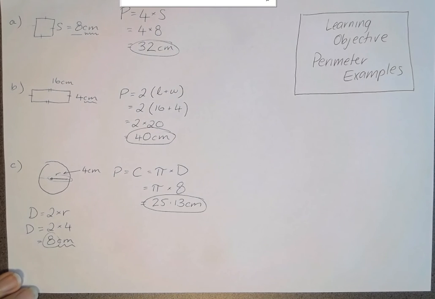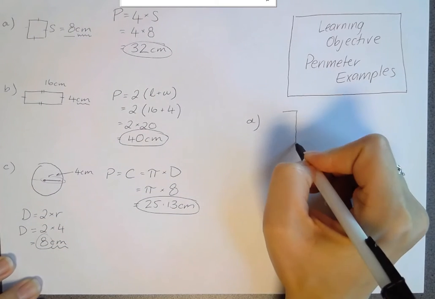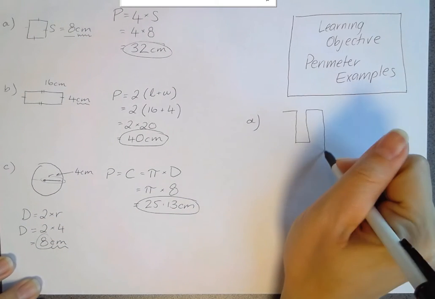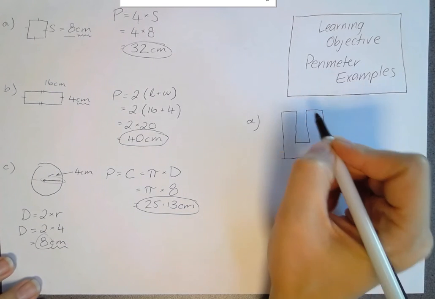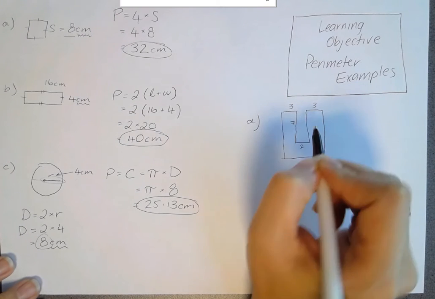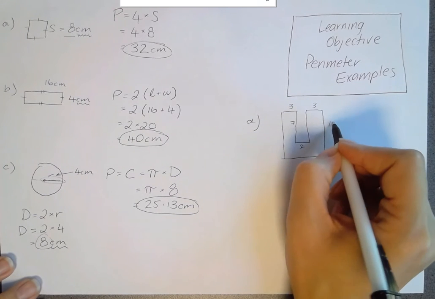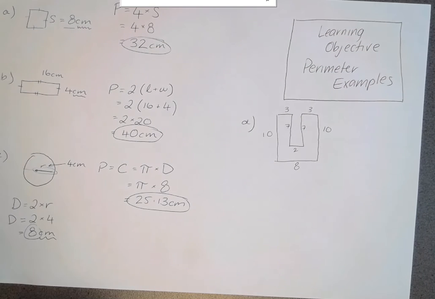We will have a look at a compound shape now. Let's go for D. Let's say this is my shape here. Imagine it's all nice and neat and full of right angles, and it's not just my messy handwriting. 2, 3, 7, 10, 8, 7. Okay, let's have a look.